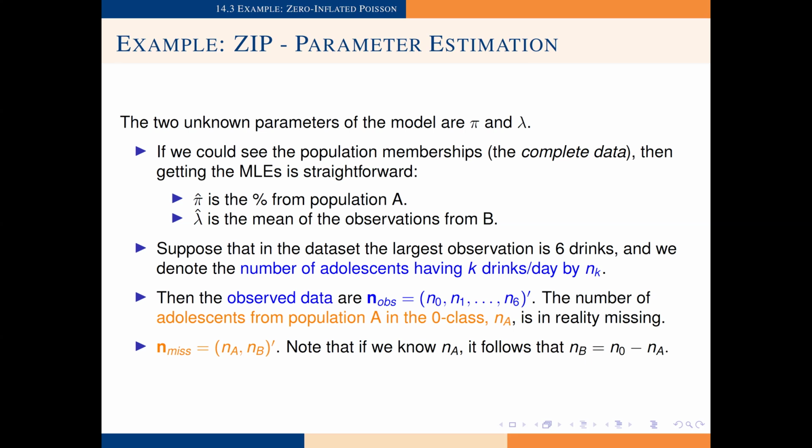Let's suppose that in the data set, the largest number of observations for number of drinks is 6 drinks. This can change depending on your observed data. Sometimes you might end up with some really alcoholic teenager who drinks more than 10 a day.